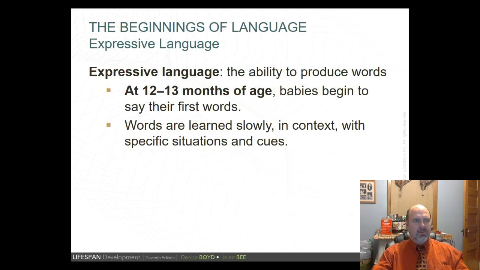Next is expressive language. This is where the baby is actually able to produce words. At 12 to 13 months of age, babies begin to say their first word, da da, mama. Words are learned slowly in context with specific situations and cues. Repetition is key, that provides a mechanism for word production.